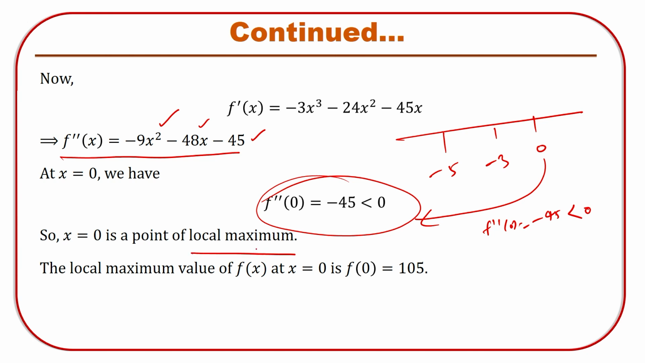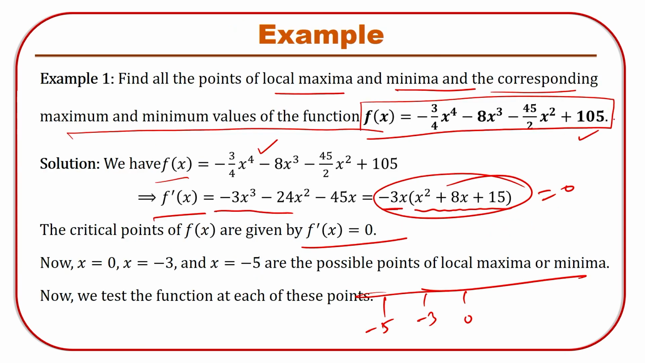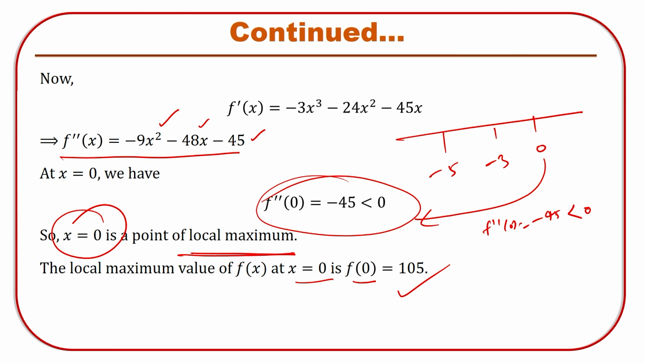So, x equal to 0 becomes the local maximum point for the function, and the local maximum value of f(x) at x equal to 0 is f(0), and you can calculate f(0) from the given function, that is equal to 105. So, 105 is the local maximum value.